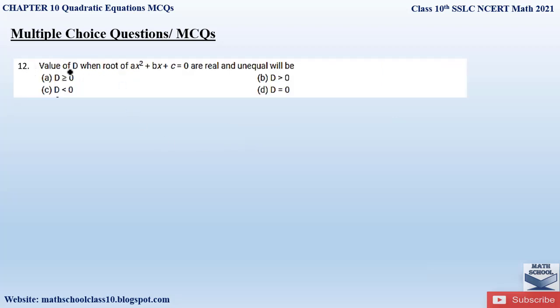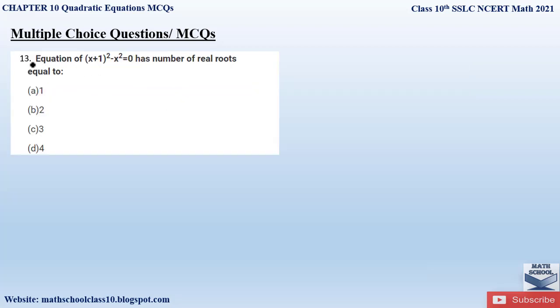Question number 12. Value of d when roots of ax square plus bx plus c equal to 0 are real and unequal will be. So when the roots are real and unequal, that is distinct. Unequal means nothing but distinct. So whenever the roots are real and unequal, then we will have d value as greater than 0. That is option B.